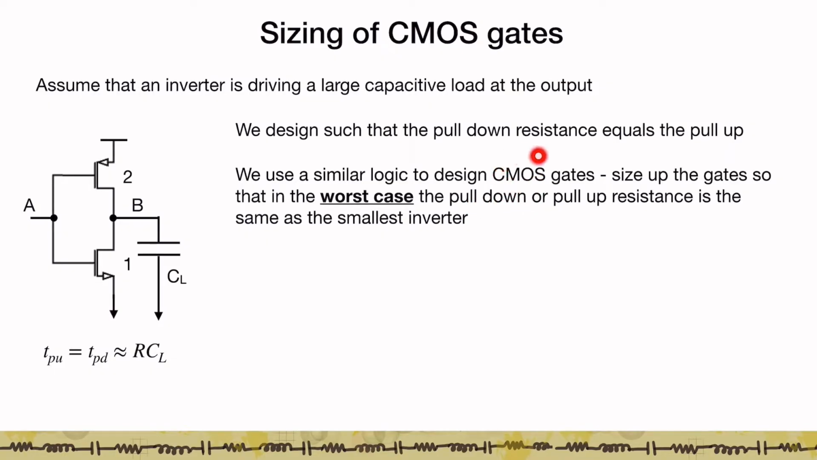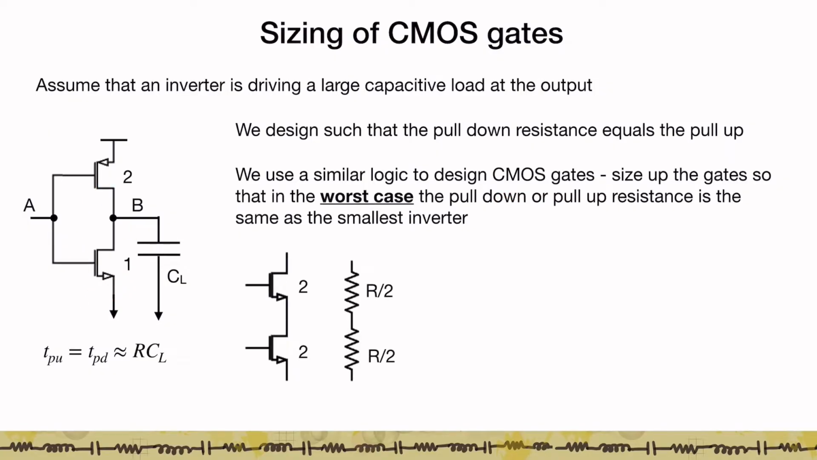So when we design these CMOS gates, you'll realize that not all delays are equal. That is, certain transitions will be much faster than certain other transitions. And so it is important to estimate which is the worst case transition that will eventually limit the propagation delay of the gate. And then for that case, size up the transistors in such a way that pull down resistance or the pull up resistance is equal to that of this inverter.